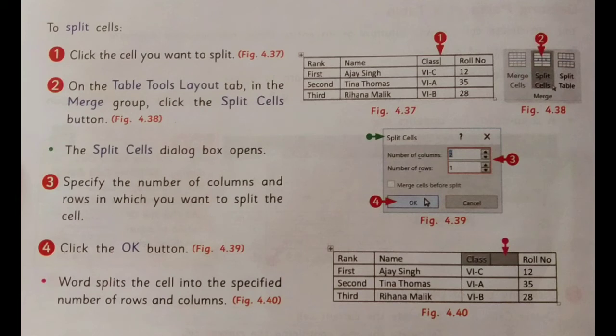To split cells, click the cell you want to split. On the Table Tools Layout tab, in the Merge group, click the Split Cells button. The Split Cells dialog box opens. Specify the number of columns and rows in which you want to split the cell. Click the OK button. Word splits the cell into the specified number of rows and columns.